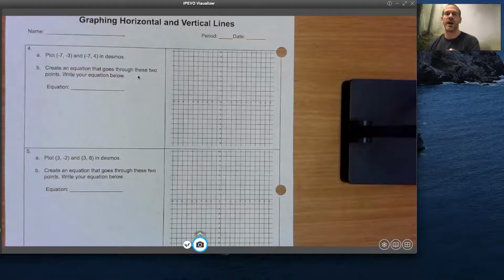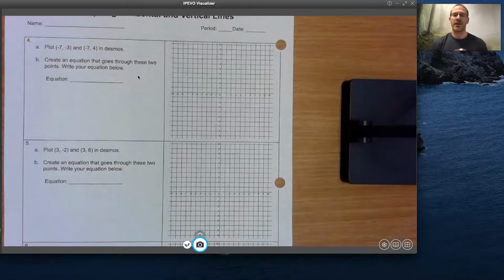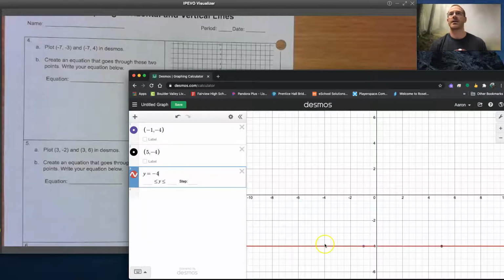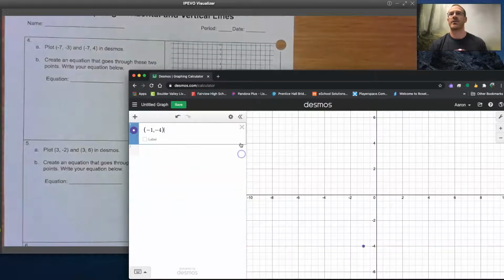All right, so now let's go through this. If I look at Desmos here, let me pull this back up for you guys, and clear this out. If we plot our points here, we have (-7, -3) and we have (-7, 4).